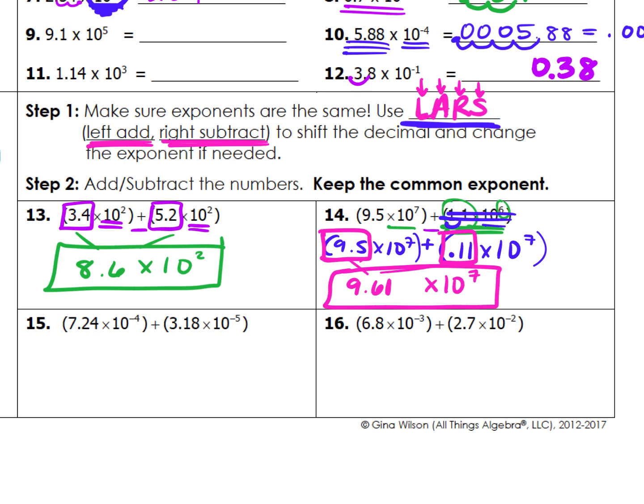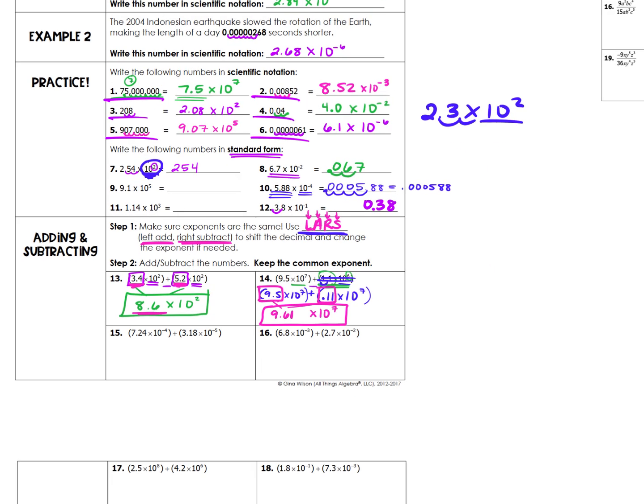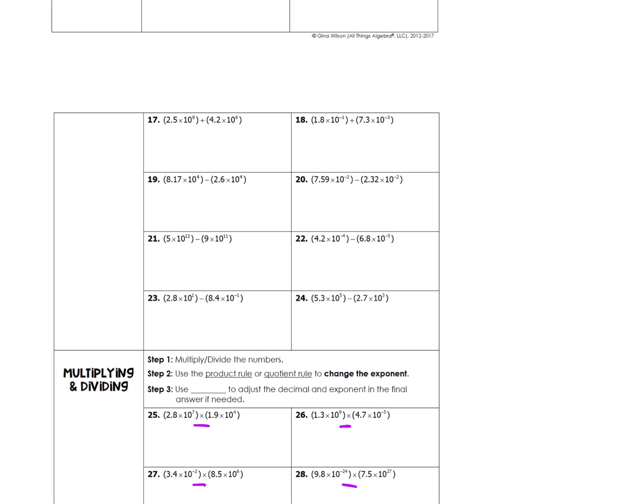Does that make sense? Okay. I have no idea about that. How I got what? Yeah, 6. This one? 3.4 plus 5.2. Does that make sense? Okay. Okay, jump down to the bottom.